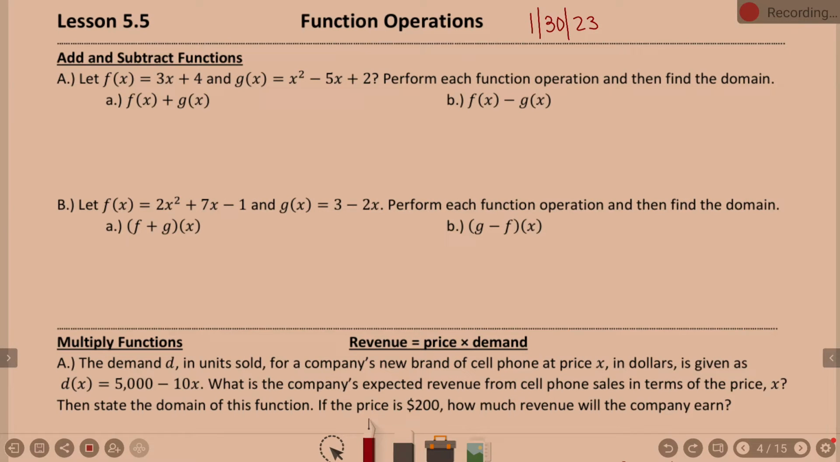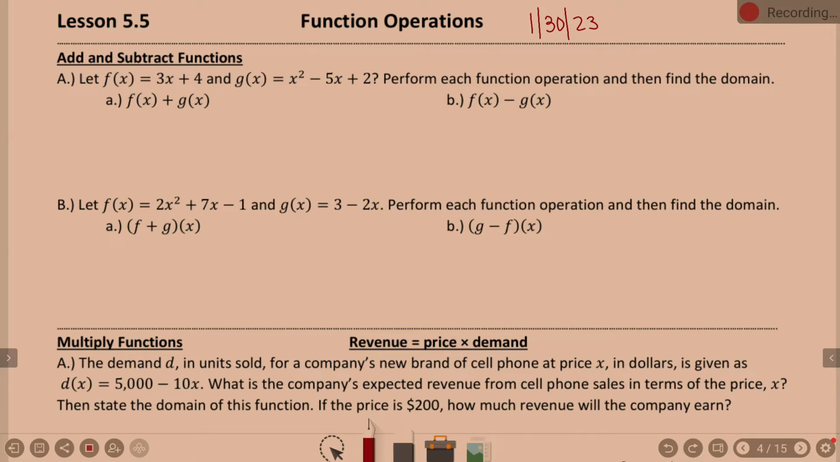5.5 is function operations. Looking at the basics of how we work with functions. How do we add and subtract them? How do we multiply? How do we divide? And then on the back side, we'll be looking at function compositions and what all that entails. The other thing as we go along, this homework does ask some domain questions, so we'll also be reviewing and talking about domain with those.